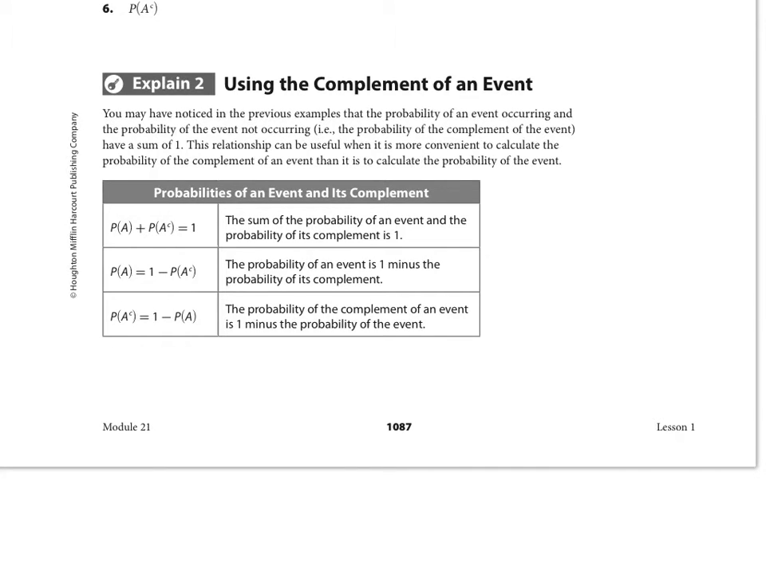Okay, last video in lesson 21.1, we're in the 21-1C video right now, and we're going to be talking about how we can use the complement of an event to figure out the probability of the event itself.